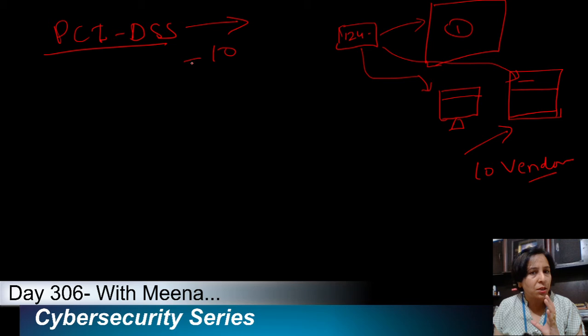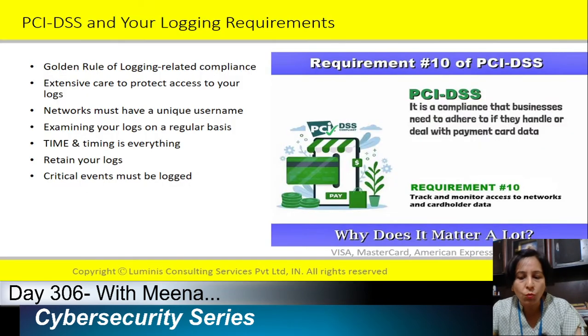Requirement 10 is very essential, and it will give us how we can secure our data. So what exactly is requirement number 10? Track and monitor access to networks and cardholder data. Whomsoever, whether that's an application or any service user accessing the data related to your card, that must be monitored and tracked.